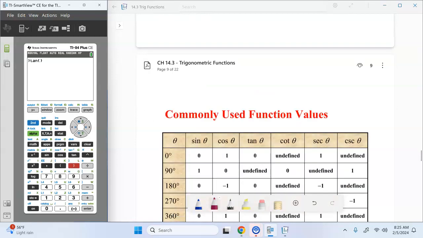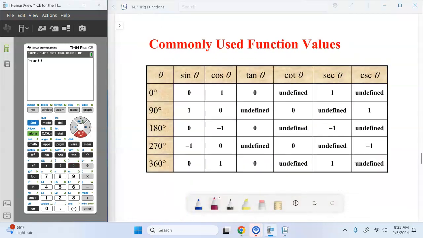Okay? So this chart kind of goes through and you can see that tangent, cotangent, secant, and cosecant have options to be undefined because those have x or y in our denominator. Those are the only ones that can be 0. Our radius can't be 0. And then everything else is either a 1 or a negative 1 or a 0.